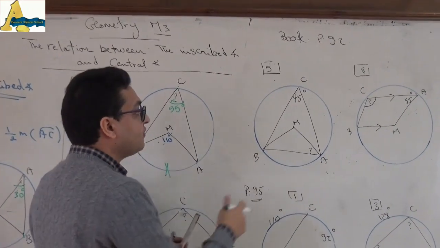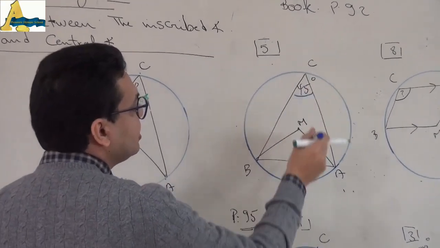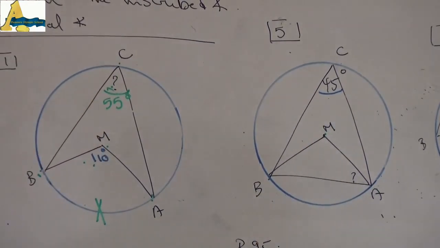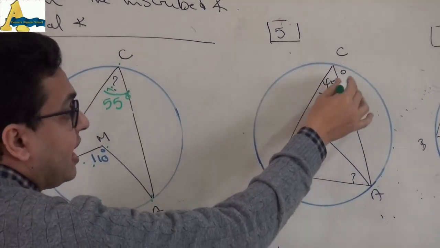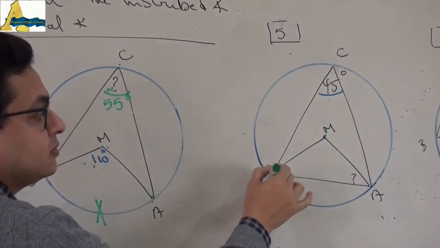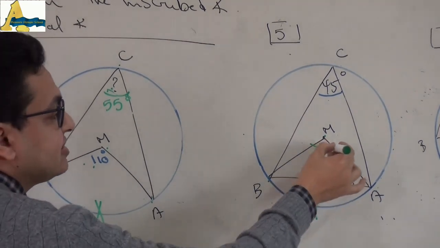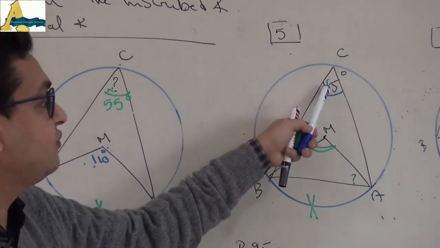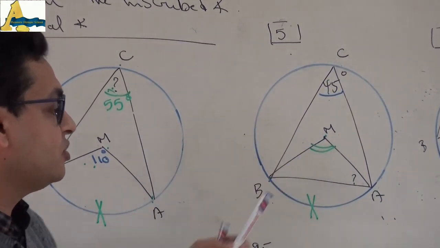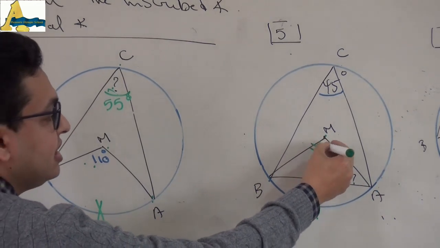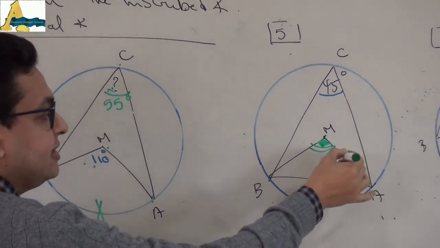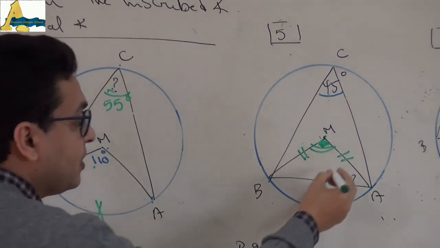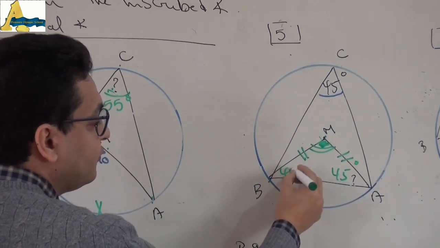Number 5, the measure of angle C equals 45 degrees, and I want to find the measure of angle AMB. This inscribed angle, which arc subtends it? AB. This is the central angle. Which arc subtends it? Also AB. So the measure of the inscribed angle is half the measure of the central angle, so the central angle equals double it, 90 degrees. MA and MB are two radii, which means this triangle is isosceles, so 45 degrees, and also this angle is 45 degrees.